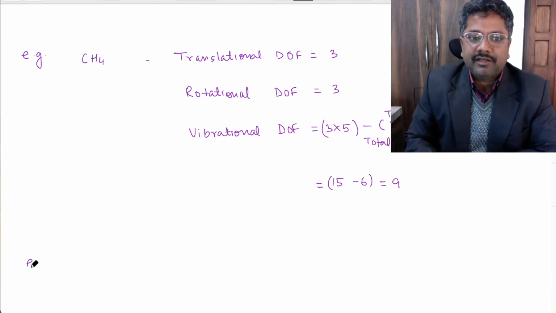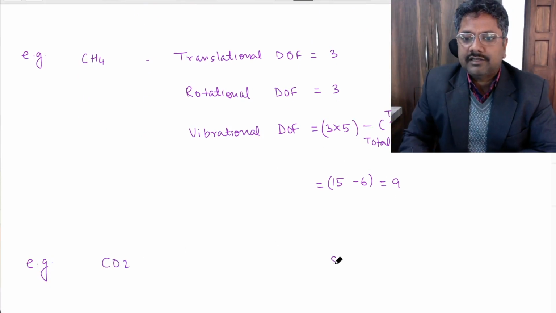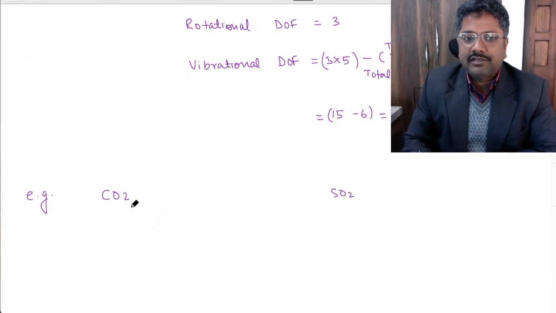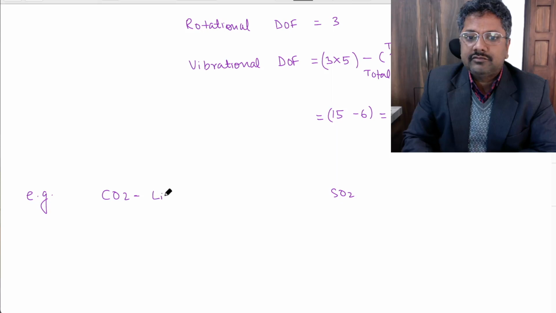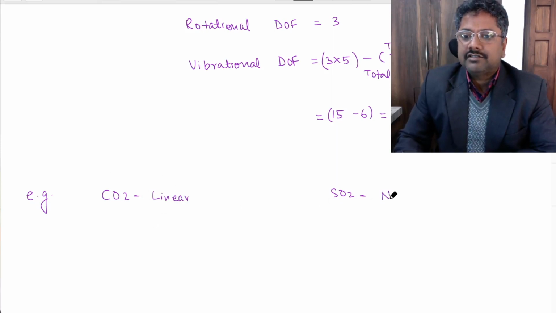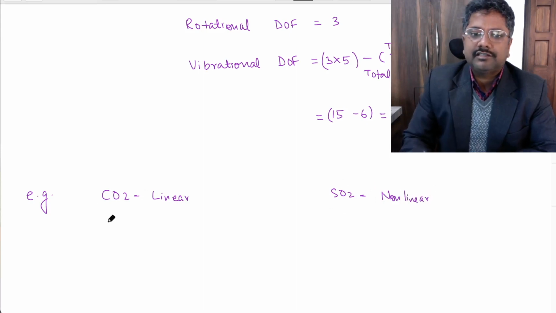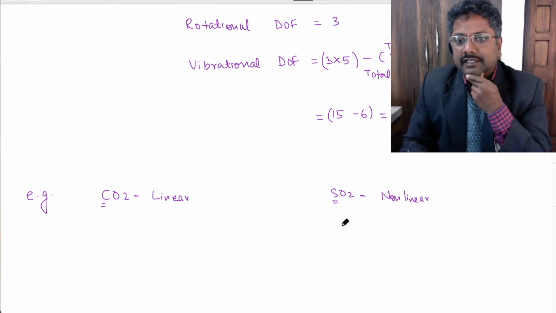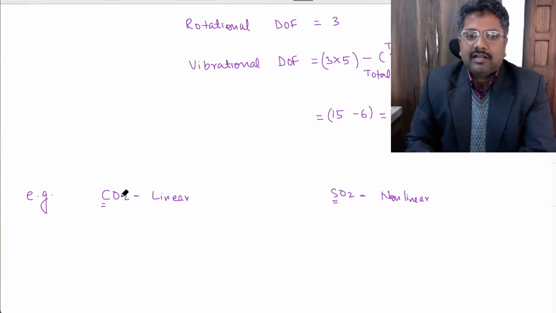Another example, if you take carbon dioxide and sulfur dioxide. See, first you have to determine the geometry. CO2 is linear, as you know, with the help of bonding. If your bonding is not clear, you cannot do this question. And sulfur dioxide is non-linear, a bent structure. Carbon is sp hybridized, so this is linear; sulfur is sp2 hybridized, so this is non-linear. Now the number of atoms: 3 and 3.